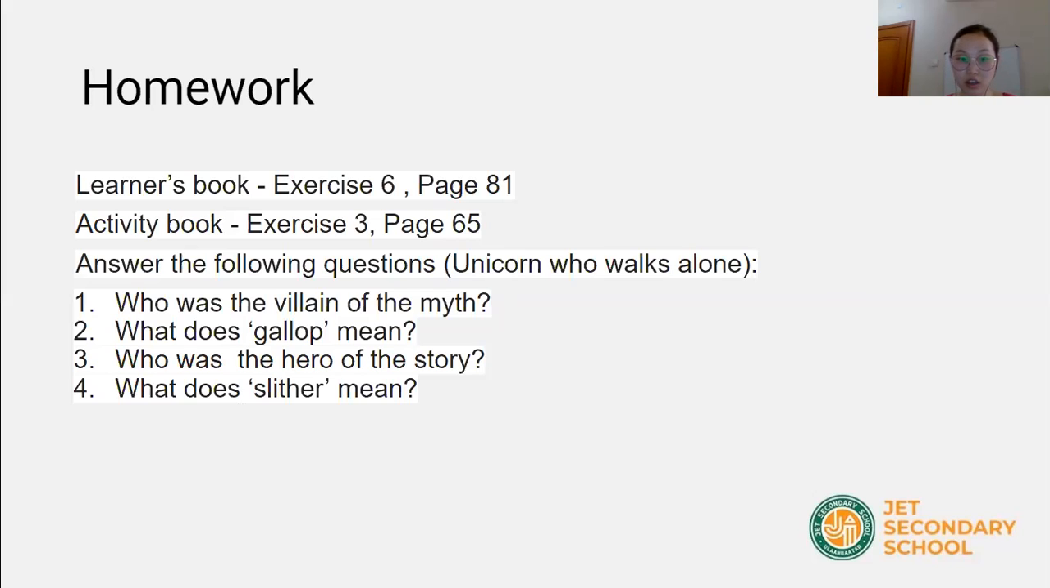Who was the villain of the myth? What does gallop mean? Who was the hero of the story? And what does slither mean? Those four questions, you can find the answers from the reading text. And if you're not sure about the meaning of those new words, you can look them up in a dictionary and find out the meaning or the definition of the words.